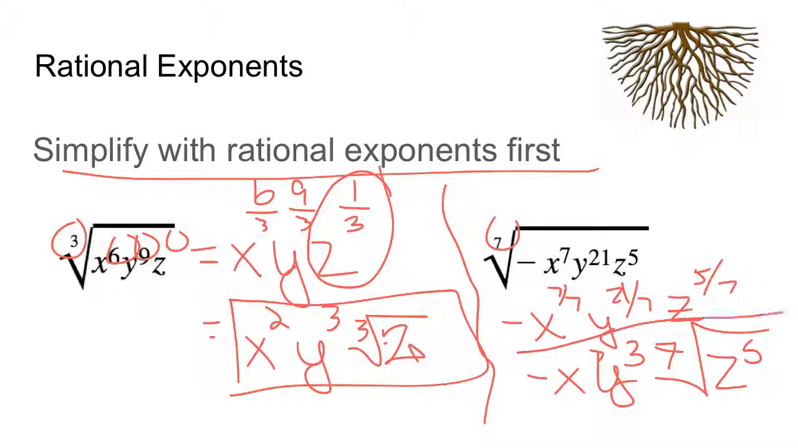So I'm sorry for the horrible handwriting there. I'm writing with my finger after all. Negative x to the first, y to the third, and then the 7th root of z to the 5th is the answer.